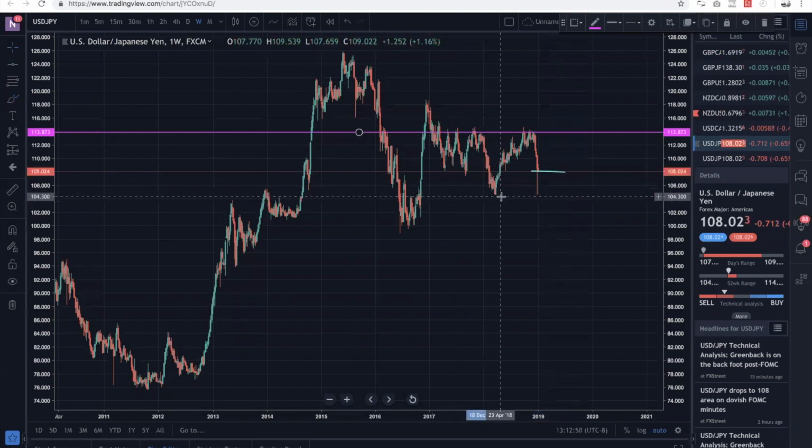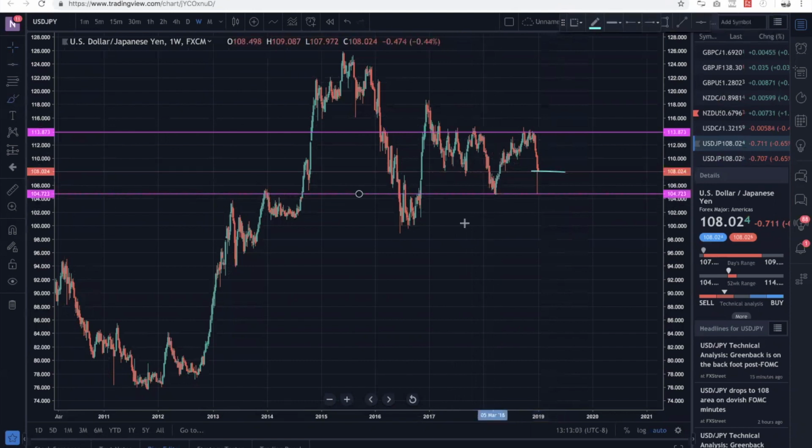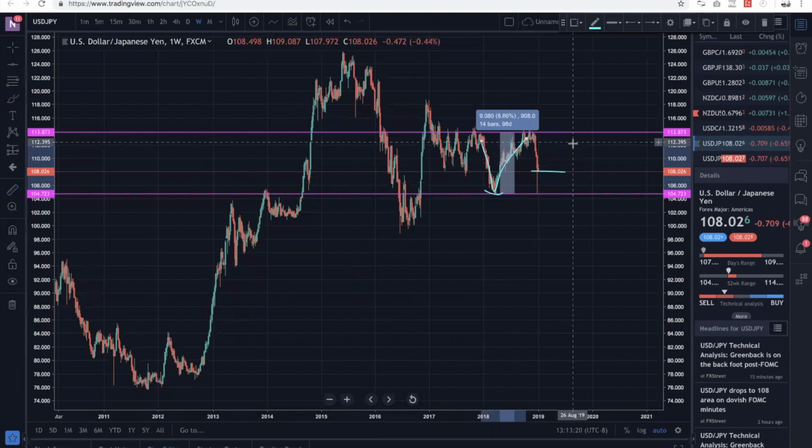And it looks like this was definitely a huge rejection, meaning look how far price went when it came down to this level right here. So it came down to this area, this acted as a support, and look how far up it came. If we take our ruler, we can see how big this rejection was. And it was 900 pips. 900. This is a huge move.